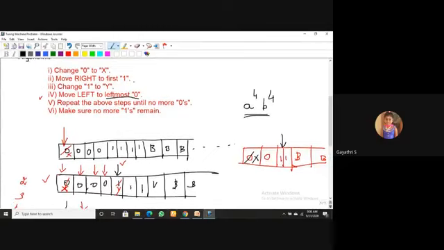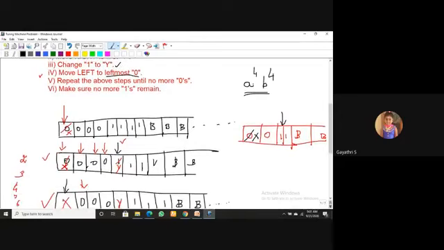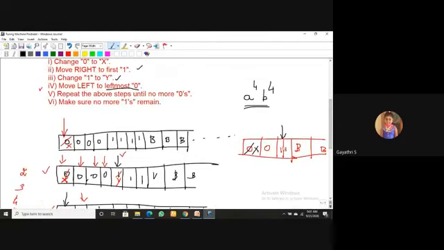Once I reach the first one, see the second step. Move right to first one. Once I reach the first one, change 1 to y. So 1 is replaced by y. Next, what's the next step? Move left to leftmost 0.